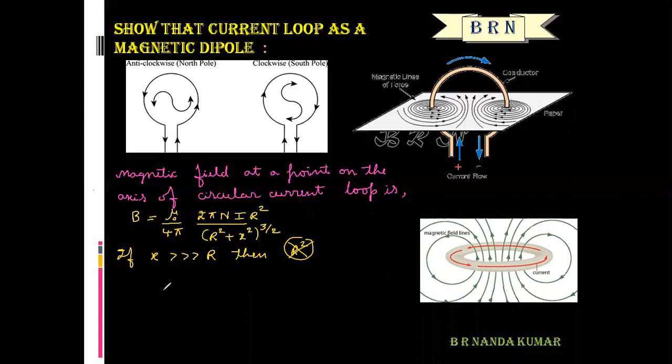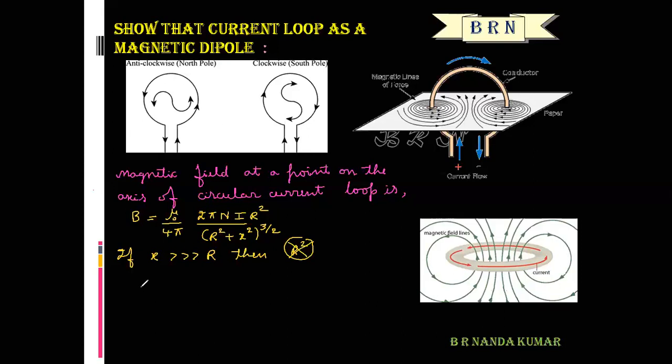Okay, now this expression becomes, what is the meaning of x? X is the distance from observation point to center of the circular current loop, R is the radius of circular current loop. X is much greater than R means the point on axial line that is far away from the center of the circular current loop. So in that case, R square is very small, that is negligible.